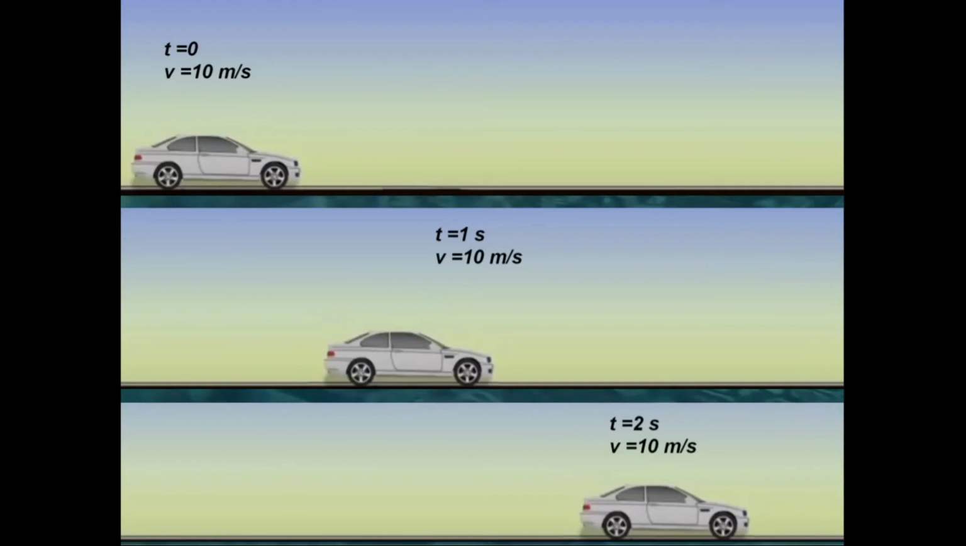Let's imagine a car moving at the constant speed of 10 meters per second, and suppose that at the initial instant, the car occupies a well-determined position, that we assume as the origin of the coordinate system. After 1 second, the car will be in a well-determined position, at the distance of 10 meters from the origin. After 2 seconds, the car will be at the distance of 20 meters, and so on.